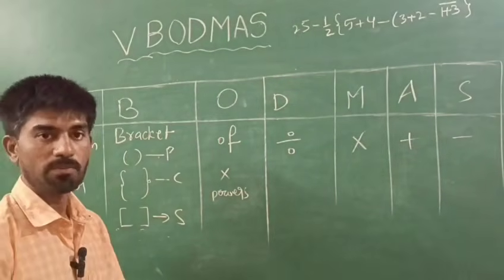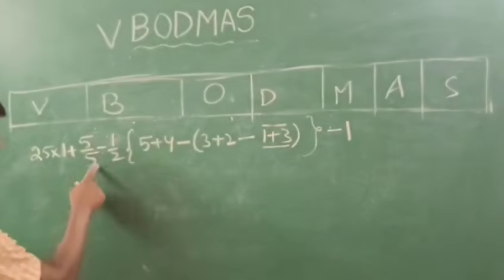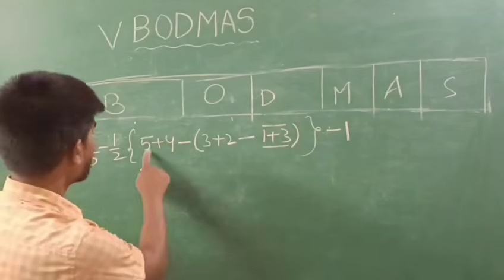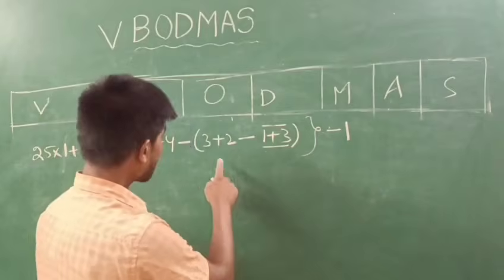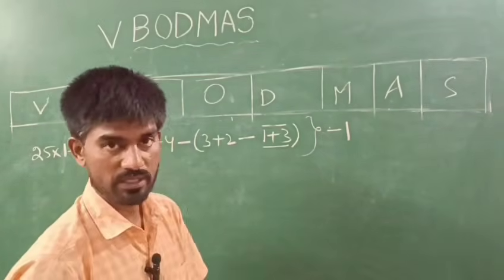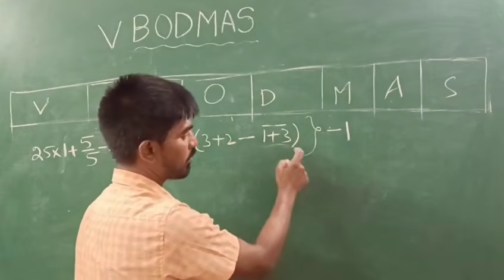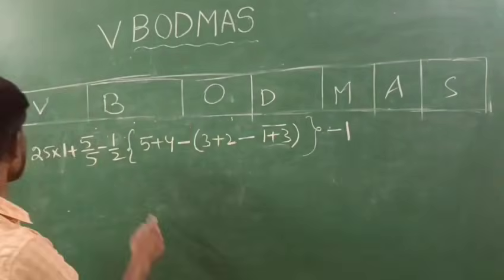Suppose I take one example to explain the BODMAS rule: 25 into 1 plus 5 divided by 5 minus, half, open the curly bracket, 5 plus 4 minus, again open the parenthesis bracket, 3 plus 2 minus, 1 plus 3 with a bar over it. This is the vinculum, the V bar. Close the parenthesis bracket, close the curly bracket, minus 1.